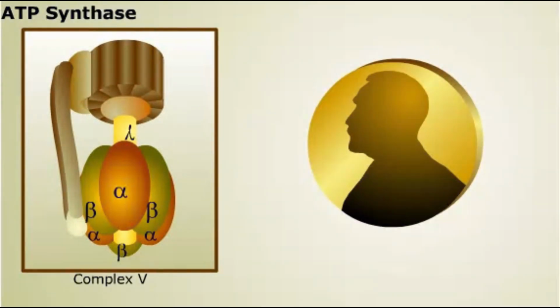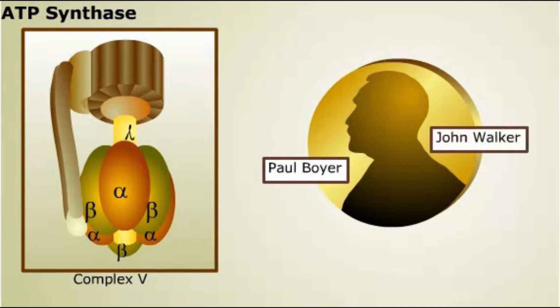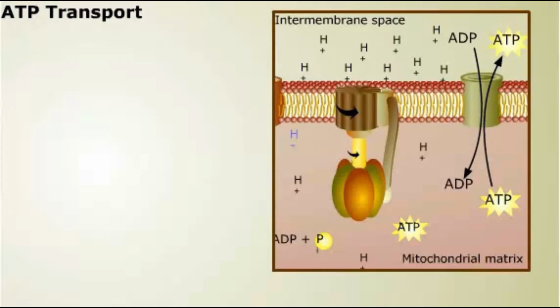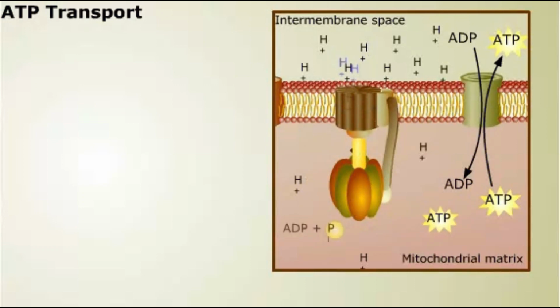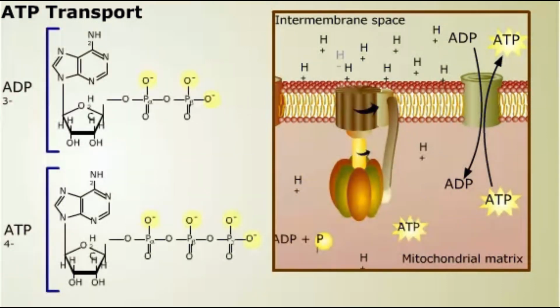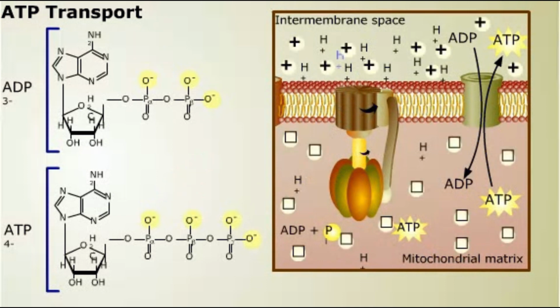In 1997, the scientists Paul Boyer and John Walker were awarded the Nobel Prize for their work on how the ATP synthase enzyme works. The newly formed ATP is transported out of the mitochondrial matrix. Its export is coupled to the import of ADP. ATP carries a greater negative charge than ADP, so its export is favored by the membrane's electrical potential.